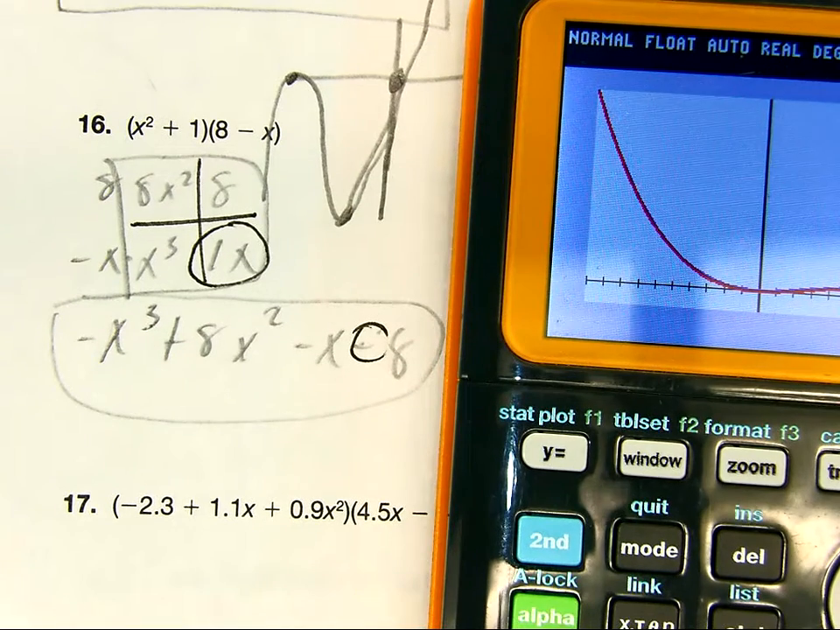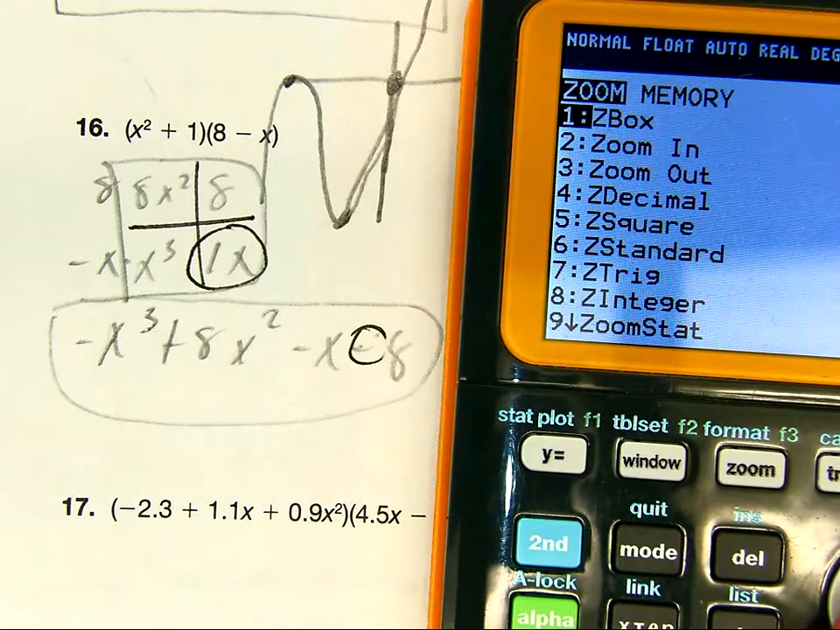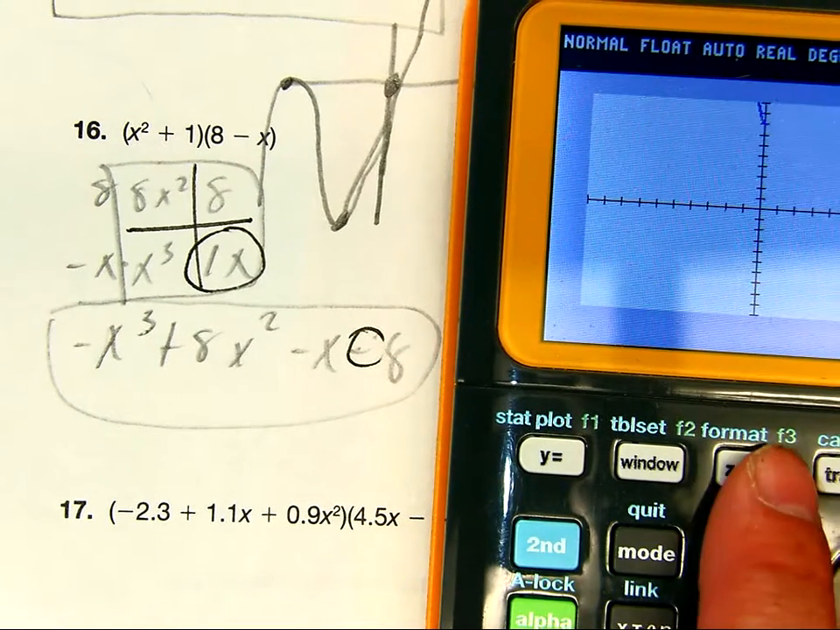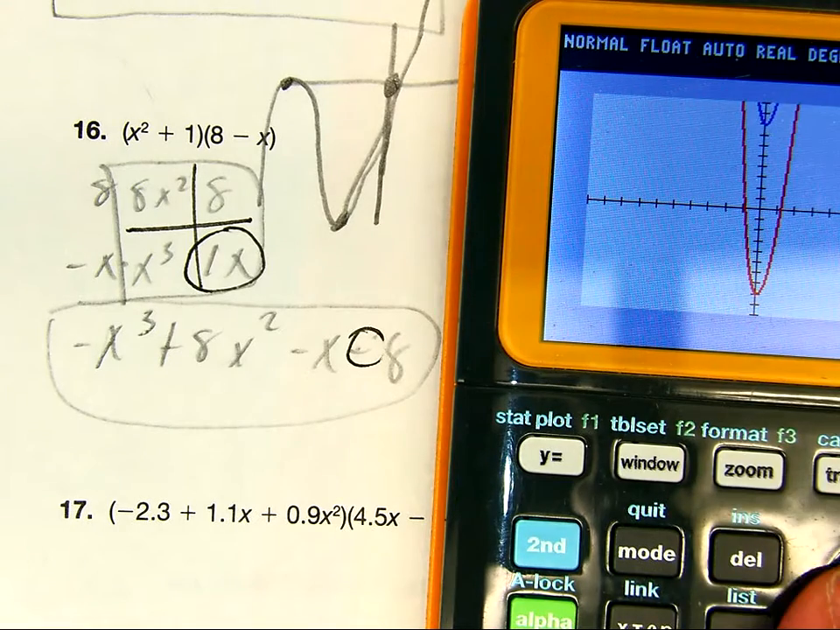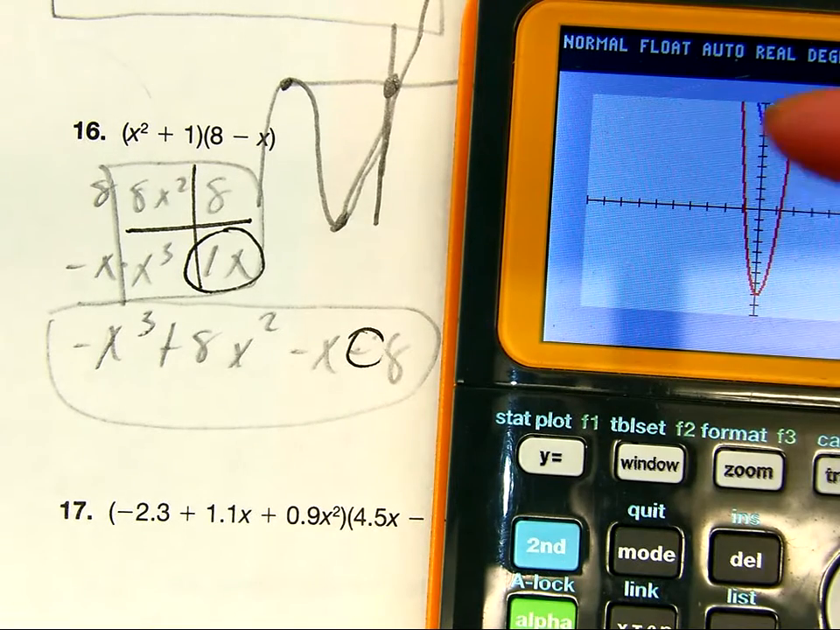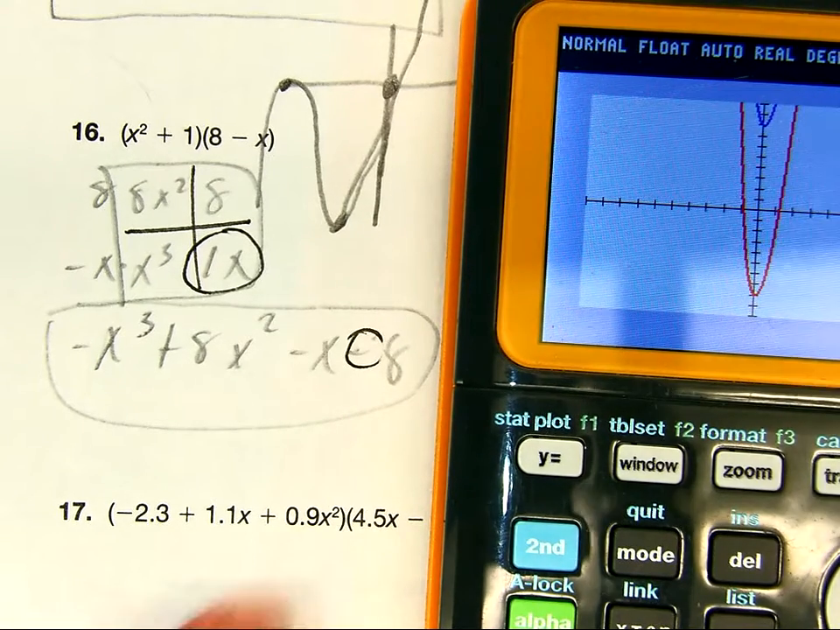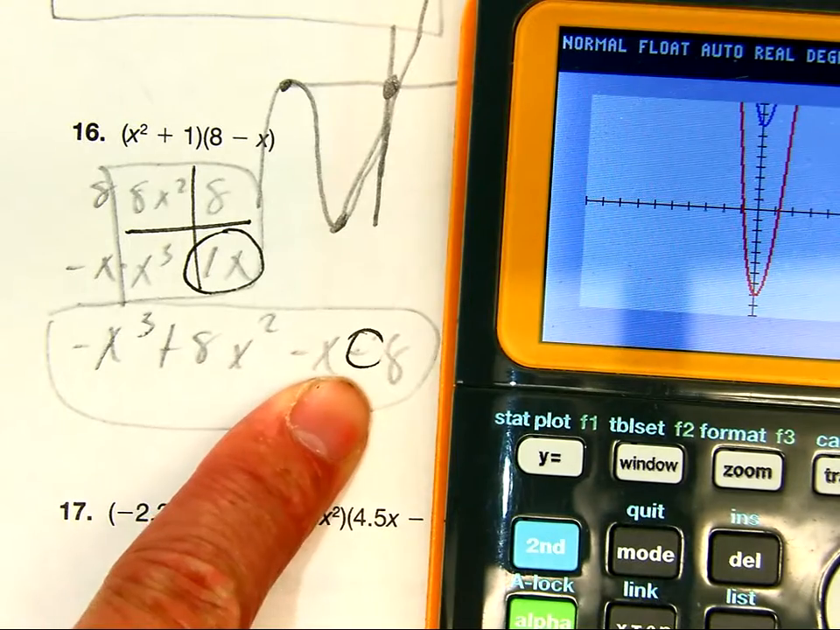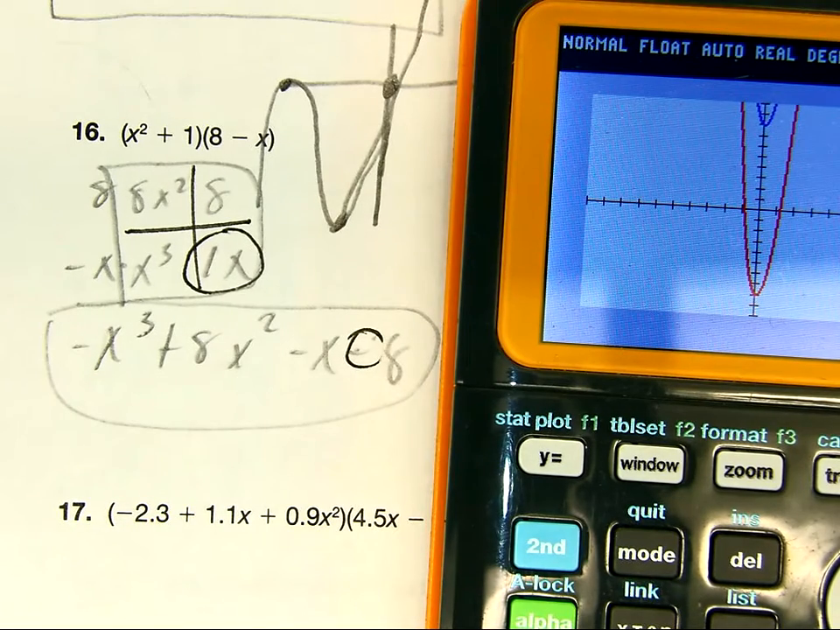Looks the same. Let's see if I do zoom 6. Let's change our window. You see how the graph's not the same? Do you see it? Yeah. And that accounts for that minus 8. Let's look at one more student.